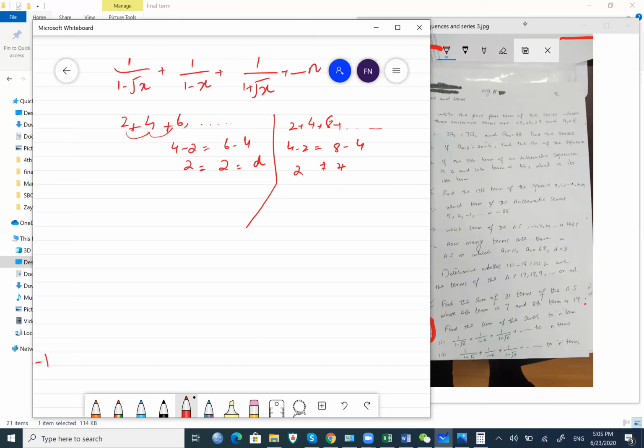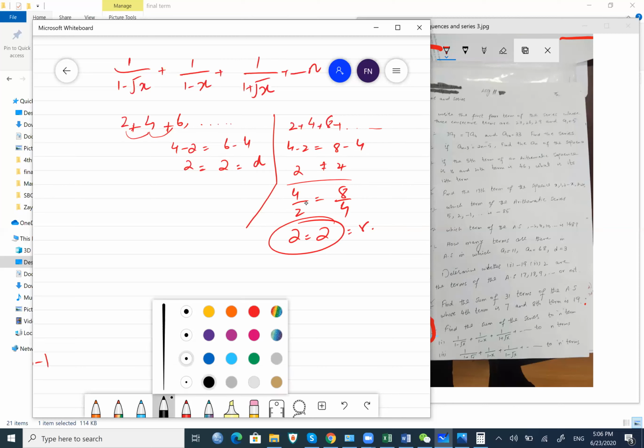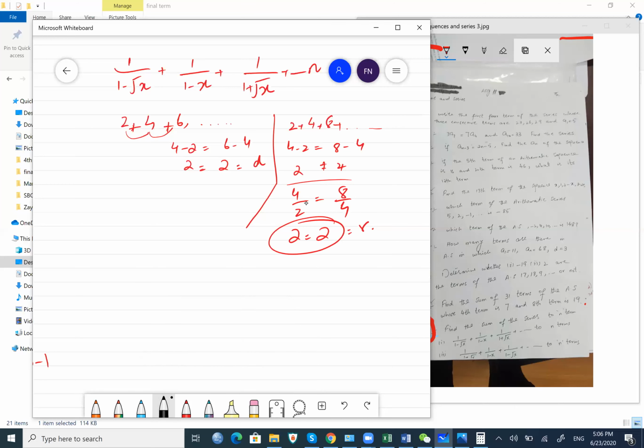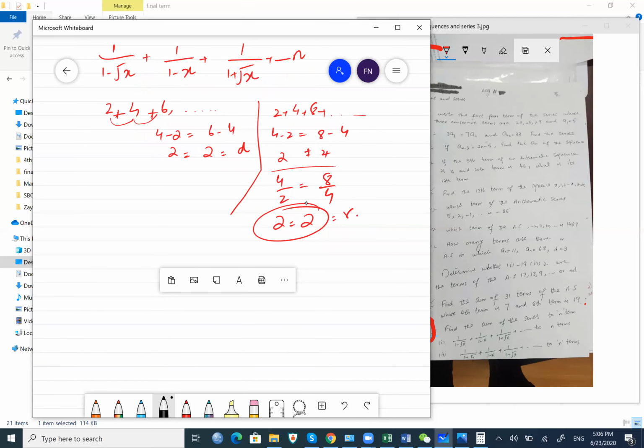If it is not arithmetic, is it geometric? You say, okay, let me check: 4 divided by 2, 8 divided by 4, equals 2. That is a geometric series and its common ratio is 2. So this is how we analyze any series, whether it is arithmetic or geometric. But if we are not sure, then we need to prove it.